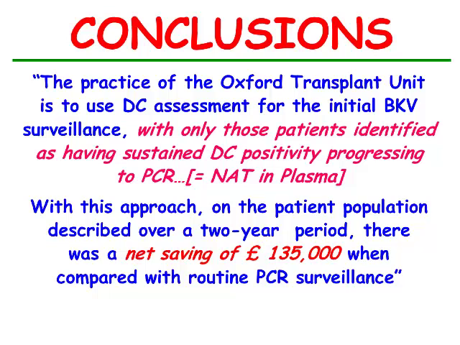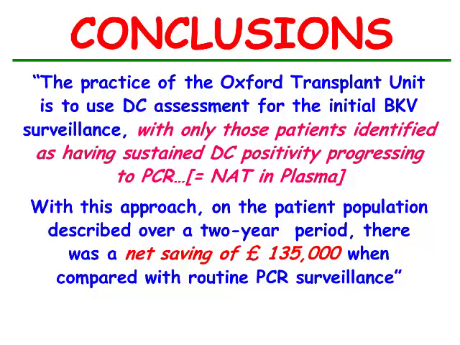The practice of the Oxford Transplant Unit is to use decoy cells assessment for the initial BK virus surveillance, with only those patients identified as having sustained decoy cell positivity, which means persistence of decoy cells in the urine over time, progressing to PCR, which is nucleic acid testing in plasma. With this approach, on the patient population investigated in the paper over a period of 2 years, there was a net saving of 135,000 British pounds when compared with routine PCR surveillance.